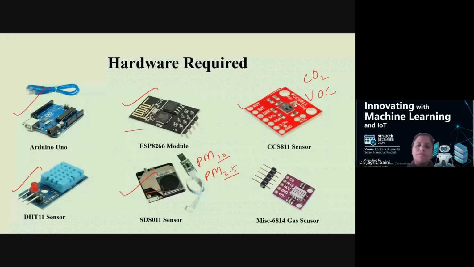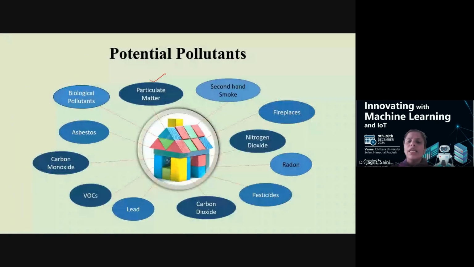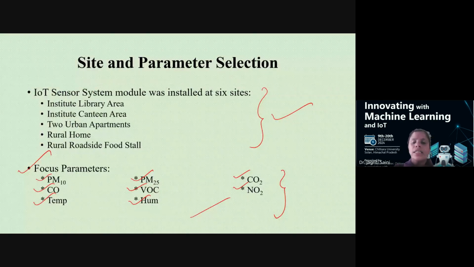Then comes a multi-gas sensor. Although this gas sensor is capable enough to measure 6 to 8 different gases, we have used it to measure specifically CO and NO2. These two were our focus areas. So we preferred measuring these two based on the elements that we had decided initially.